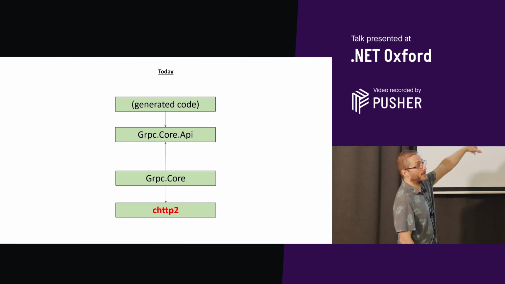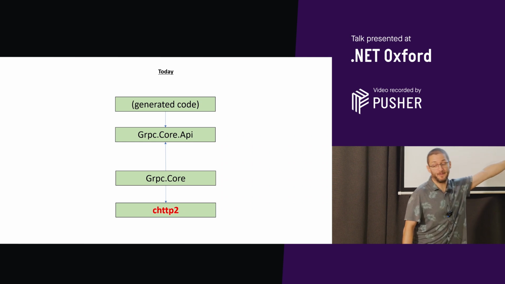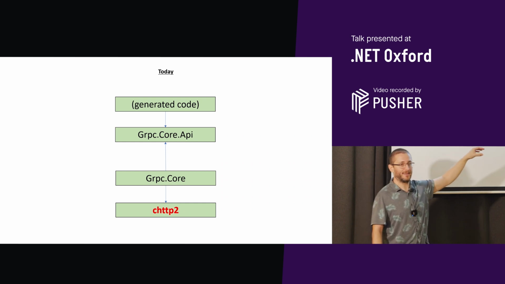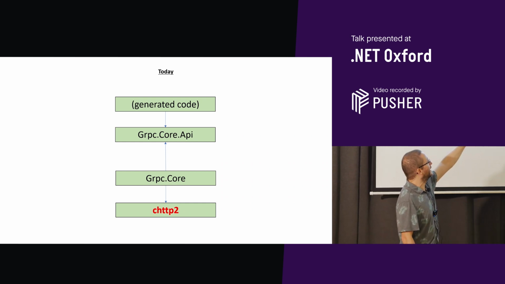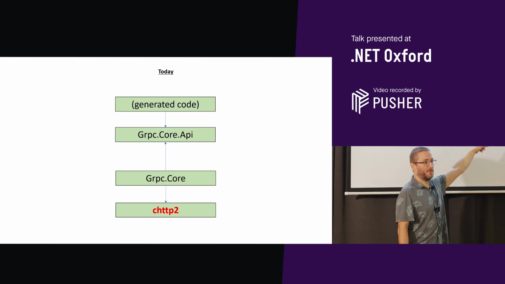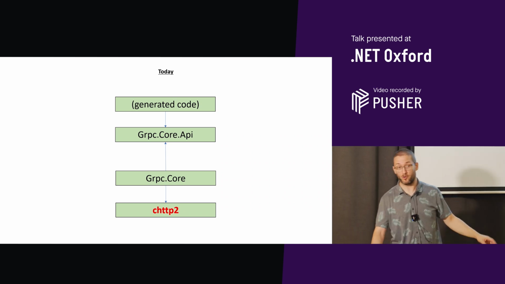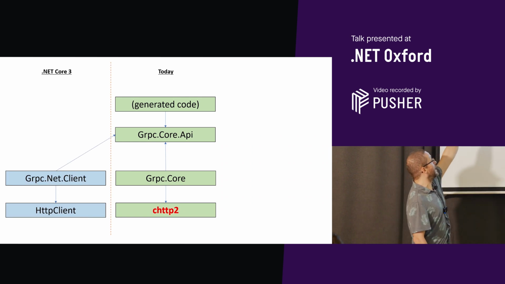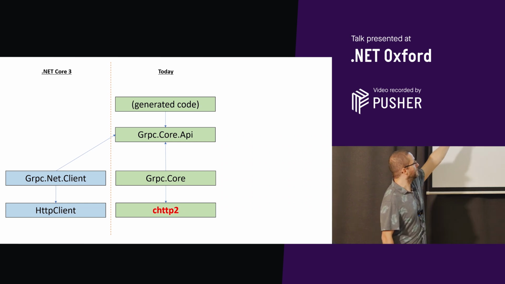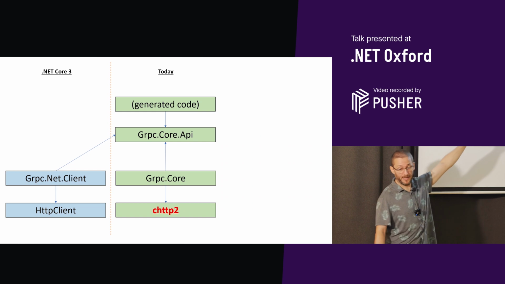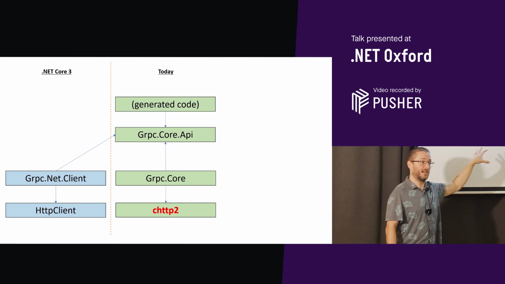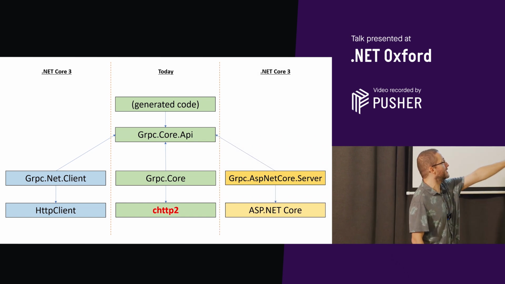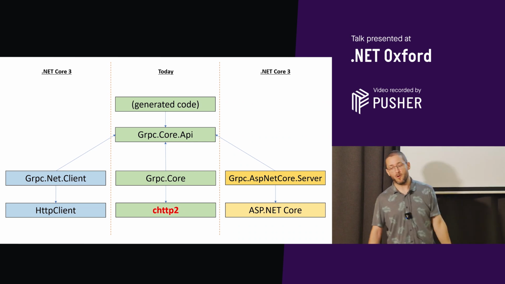So we had this slide earlier where we had our ugly duckling at the bottom, CHTTP2, and that was all coming in from gRPC Core, which is basically the wrapper. Really, it would be clearer naming if that was gRPC native or gRPC unmanaged. That's what that .Core there really means. So Microsoft have added a gRPC .NET Client that sits on top of HTTP client here. So that's for when you're doing your client side bits. And they've also added gRPC ASP.NET Core server, which sits on ASP.NET Core.